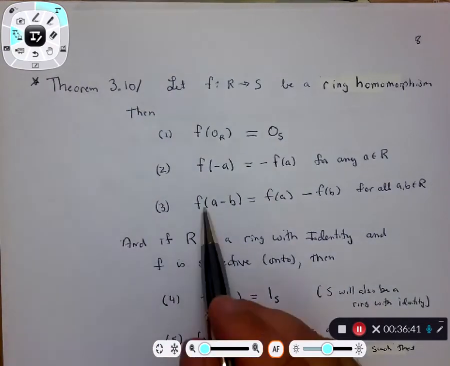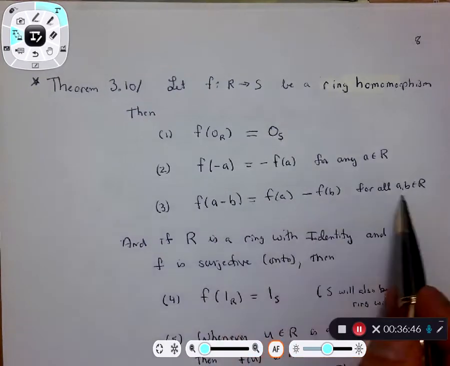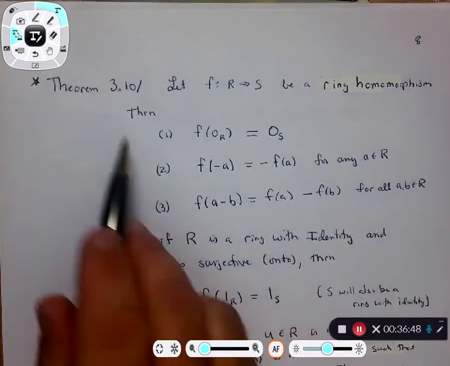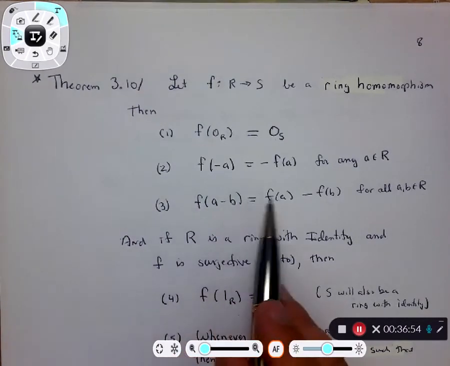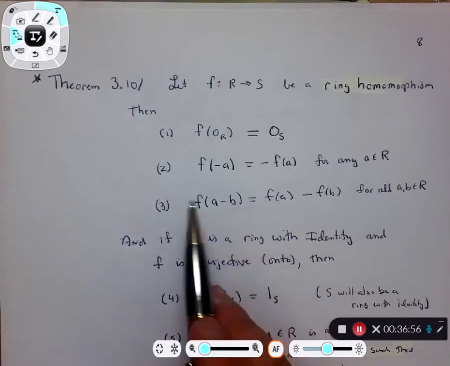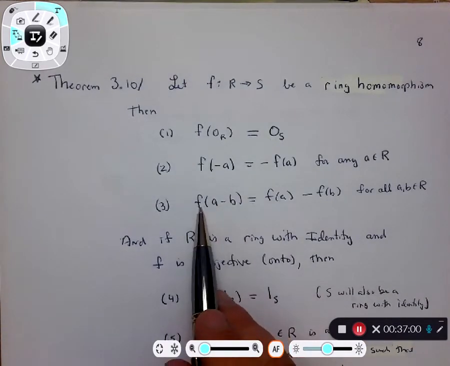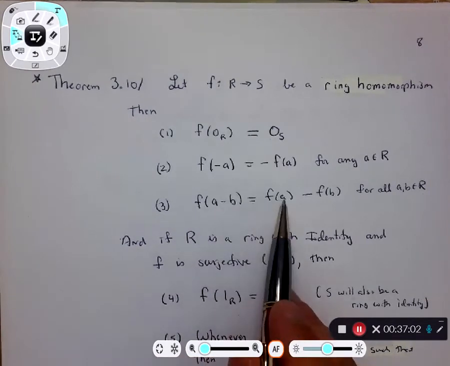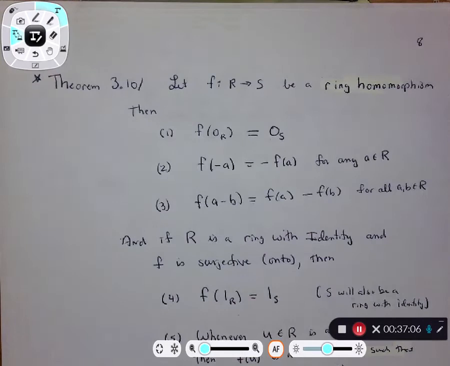So here's F of A minus B is equal to F of A minus F of B for all A, B in R. This is from property 3.10. From the definition of homomorphism, we know that F of A plus B is equal to F of A plus F of B, but from Theorem 3.10, then you can put the negative in there, or the subtraction. F of A minus B is equal to F of A minus F of B. That will work with all homomorphisms.